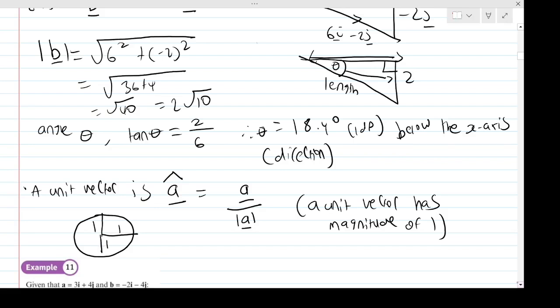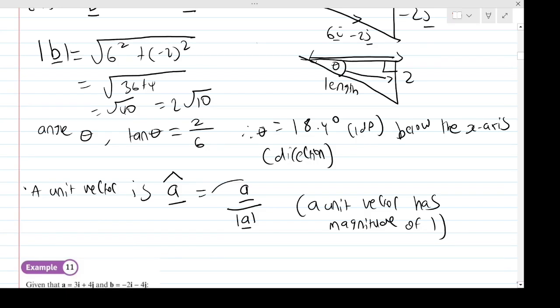And so the unit circle, the unit part of it means it has a unit 1, a length of 1. So the radius is 1. Very similar concept to vectors. A unit vector is where the length or the magnitude of it is 1.